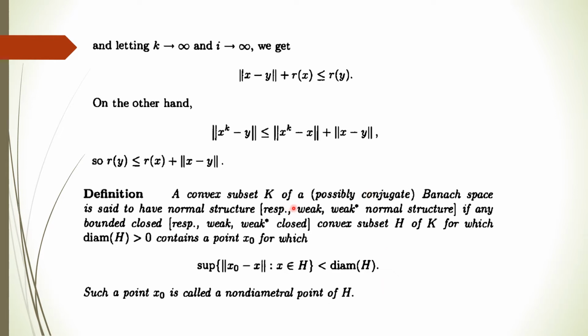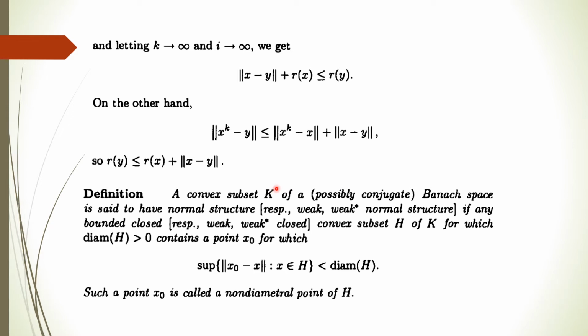So what do we mean by normal structure, weak normal structure, weak star normal structure? In normal structure we have to consider a bounded closed convex subset H. In weak normal structure we have to consider a bounded weakly closed convex subset, and in weak star normal structure, we have to consider a bounded weak star closed convex subset H, right? So this is respectively. So a convex subset K, and we have written here the possibly conjugate. Possibly conjugate means the dual of K.